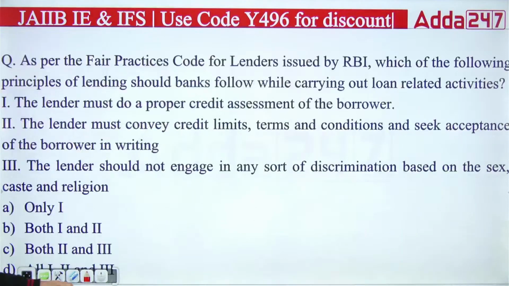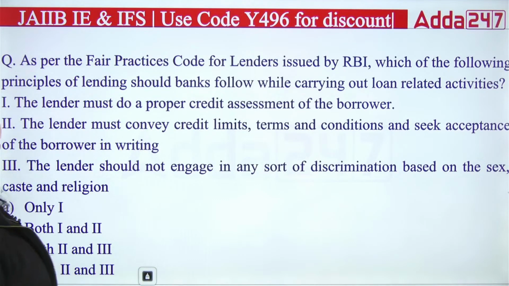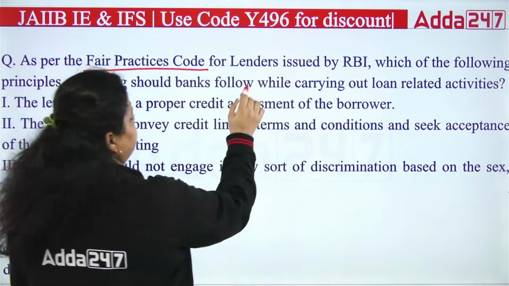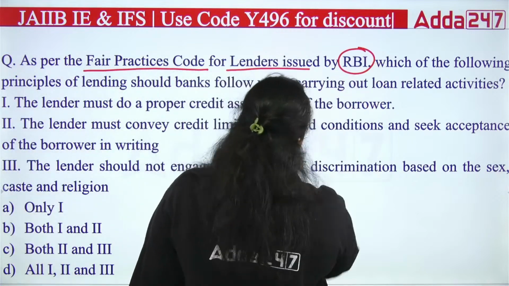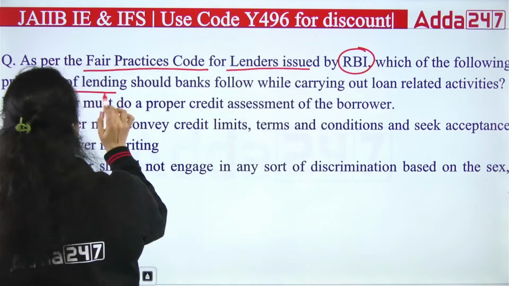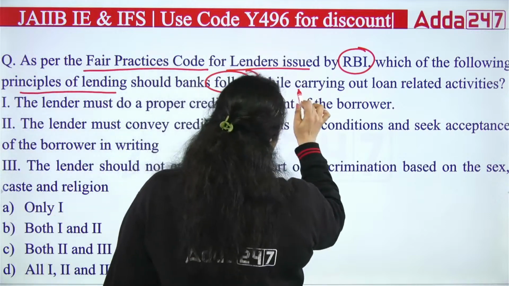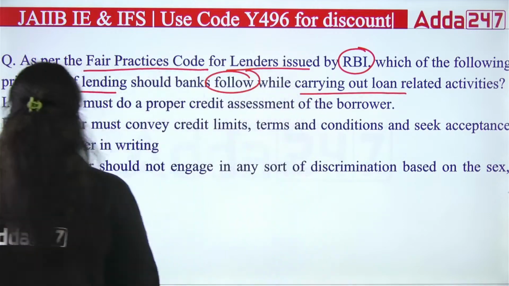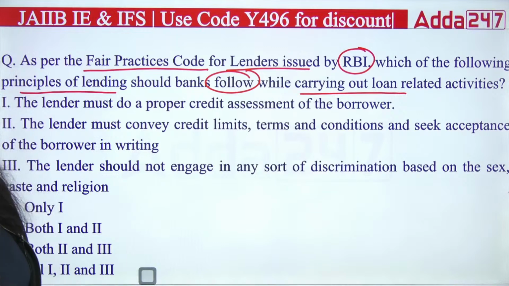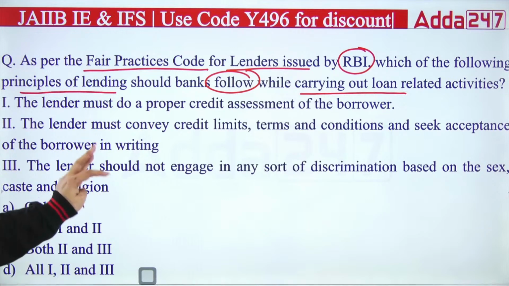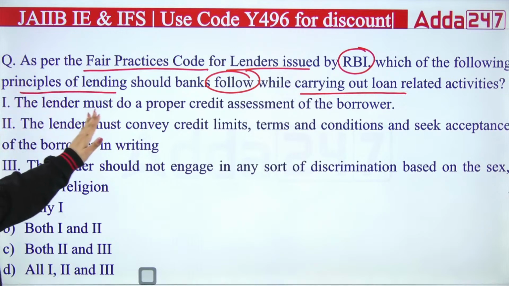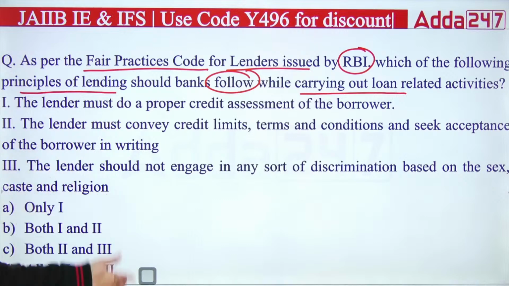Okay, next we have here: as per the fair practices code for lenders issued by RBI, which of the following principles of lending should banks follow while carrying out loan related activities? So the question is asking, as per the fair practices code for lenders issued by RBI, which of the following principles should the bank follow while giving a loan to the customer?